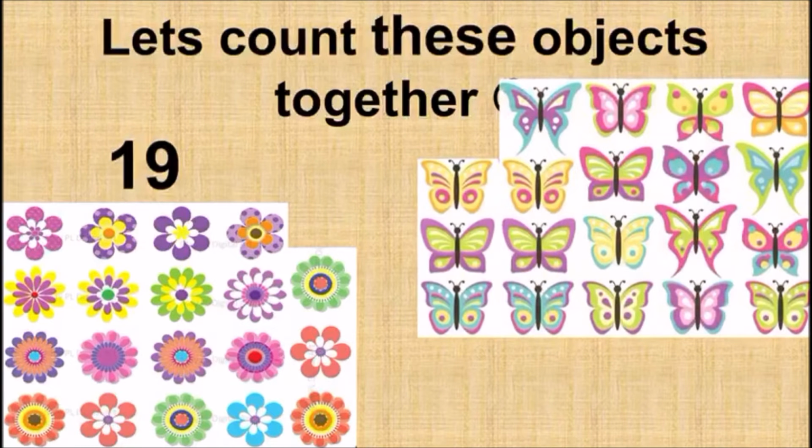Let's see the butterflies. 1, 2, 3, 4, 5, 6, 7, 8, 9, and 10, 11, 12, 13, 14, 15, 16, 17, 18, and 19. So these are 19 butterflies. These are 19 butterflies, and these are 19 flowers.